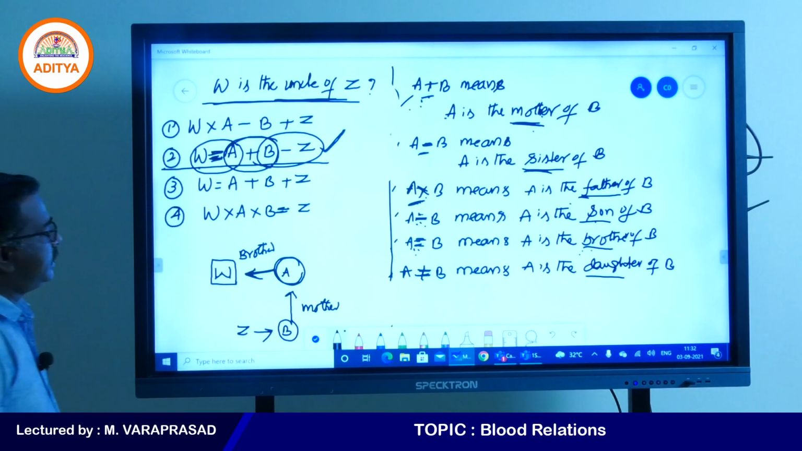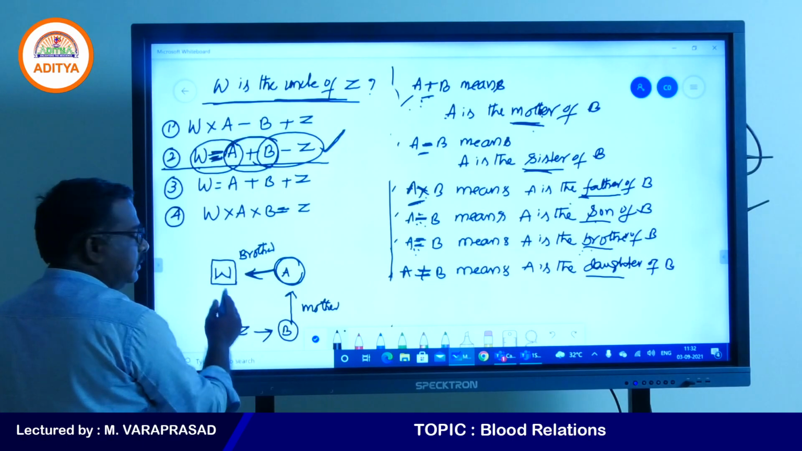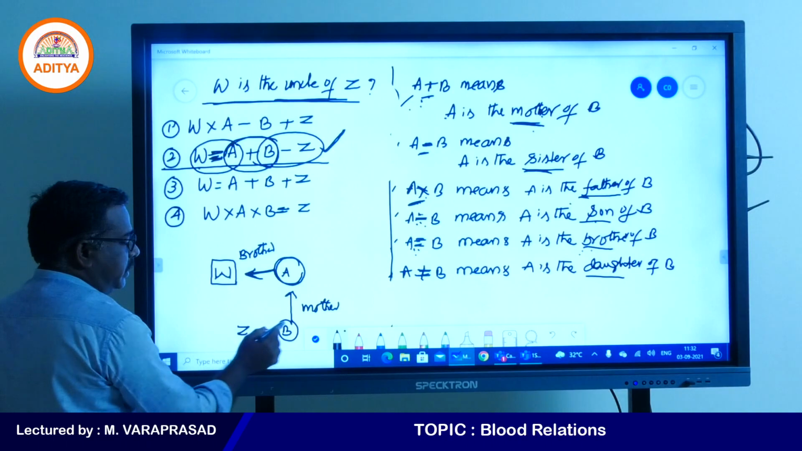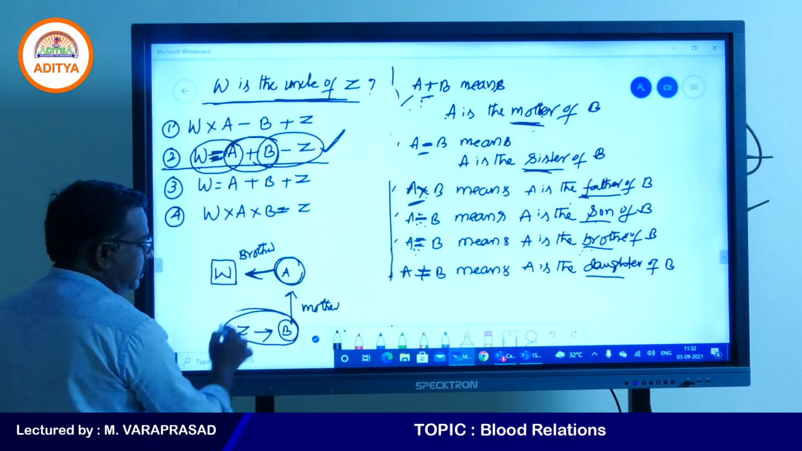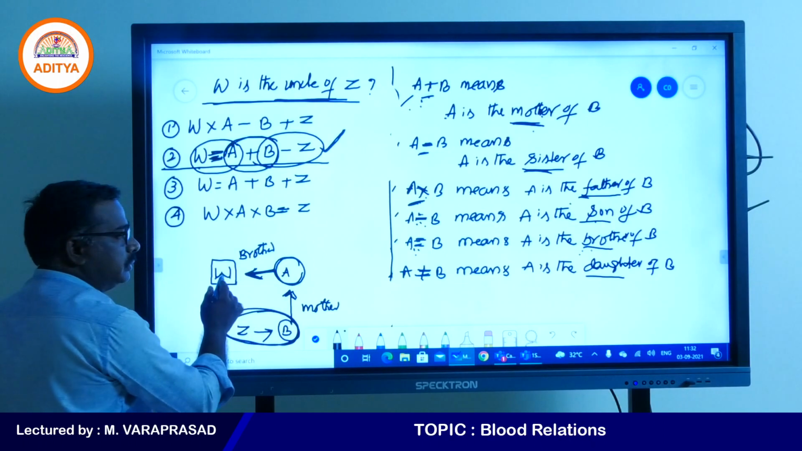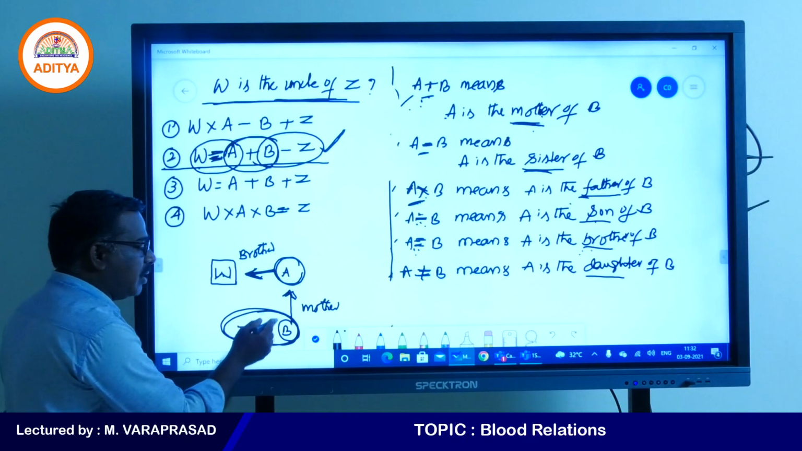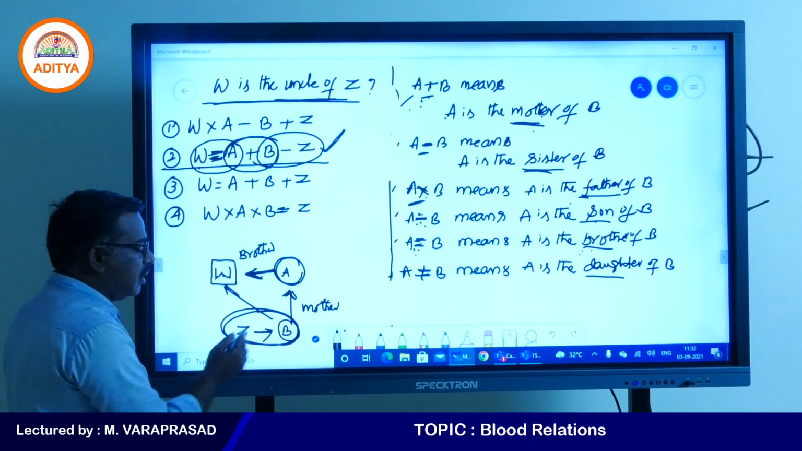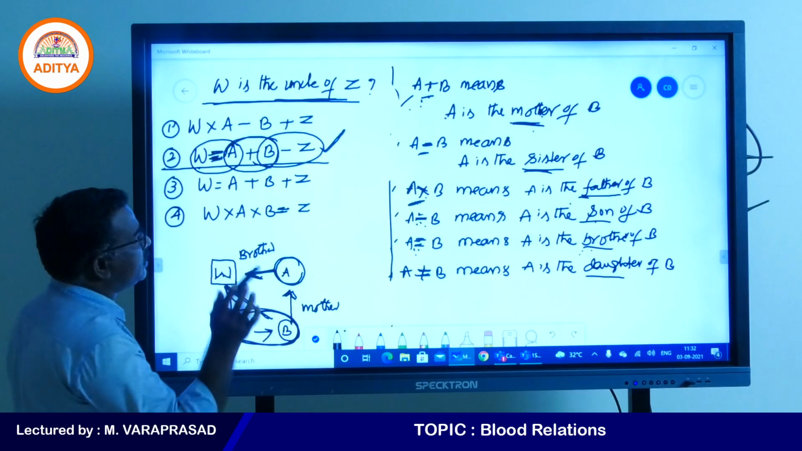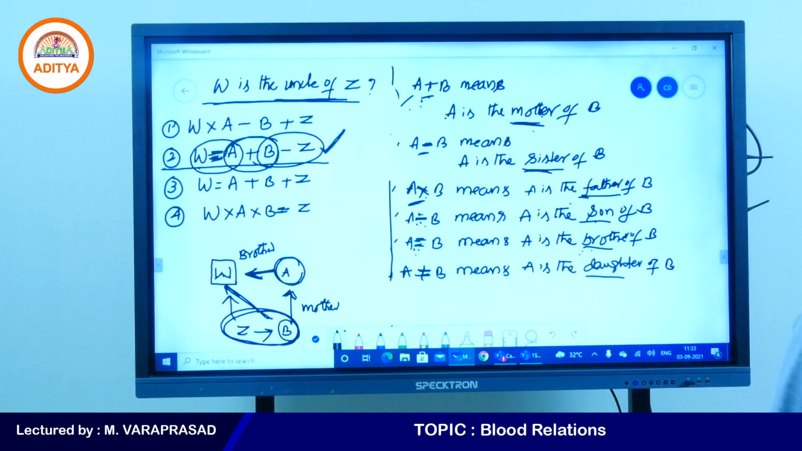Now the relation W is the uncle of Z, with one generation gap. B and Z belong to A, and A's brother is W. So a mother's or father's brother we can call uncle, uncle for B and uncle for Z. All of you are correct, the second option is 100% correct. One more example on the same data I will give.